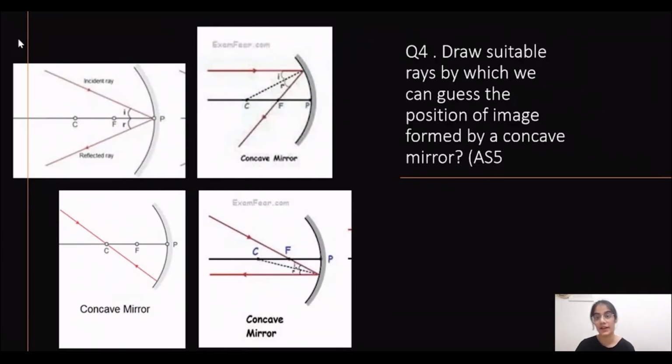If the incident ray passes through the focus of the concave mirror, after reflection, the reflected ray will automatically become parallel to your principal axis. All these are behavior of rays by which we can guess the position of an image that will be formed by a concave mirror. Let us now go to the next question.